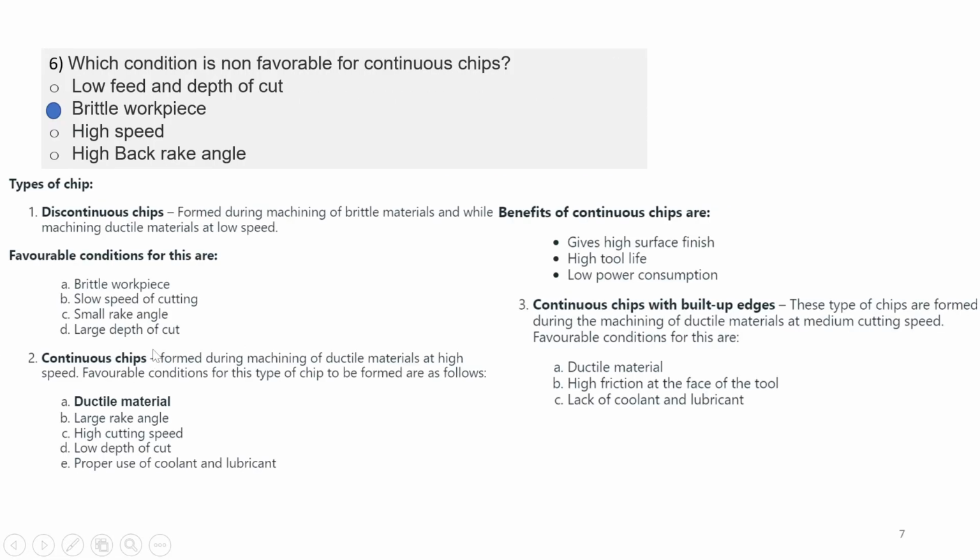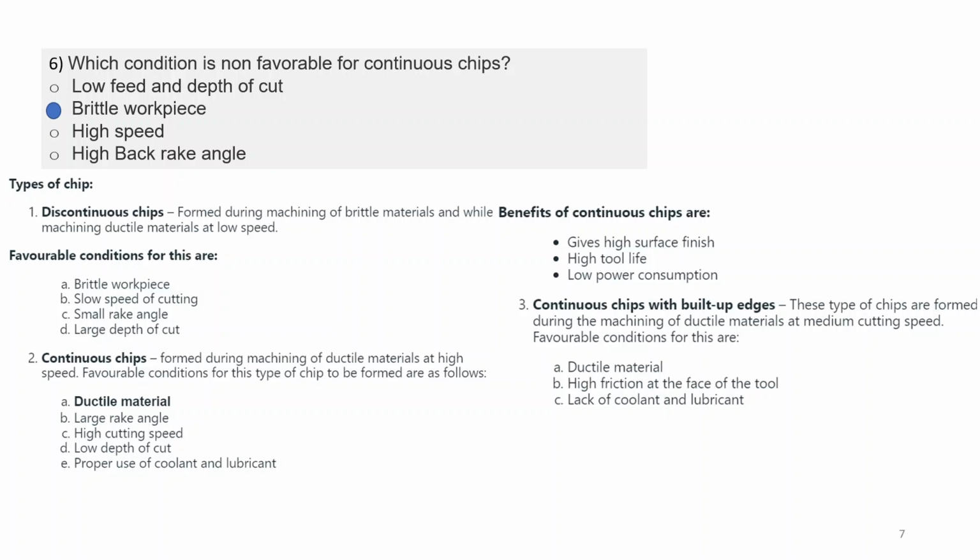Okay, continuous chips are formed during machining of ductile materials at high speed, and the favorable conditions for this type of chip to be formed are as follows. It should have ductile material, large rake angle, high cutting speed, low depth of cut, and proper use of coolant and lubricant. And the benefits of having continuous chips are that it will give a good and high surface finish, high tool life, and low power consumption.